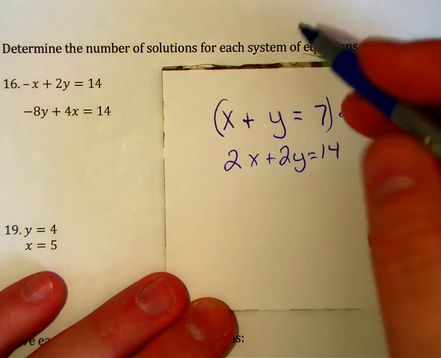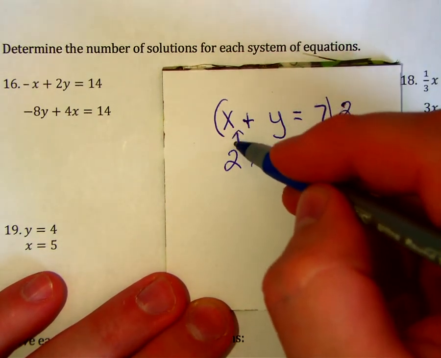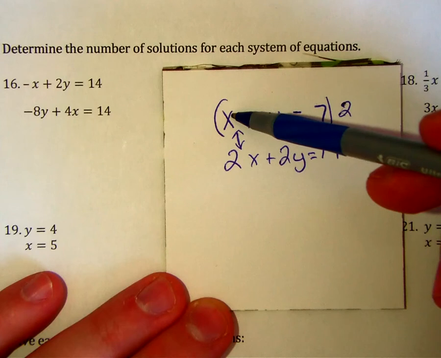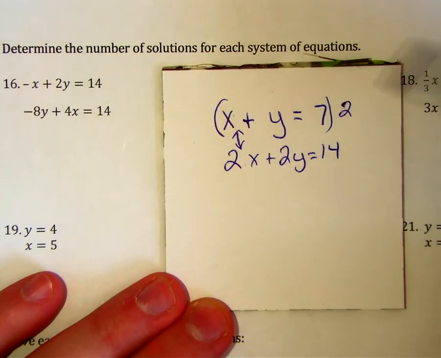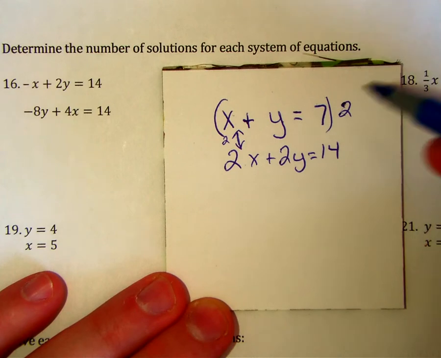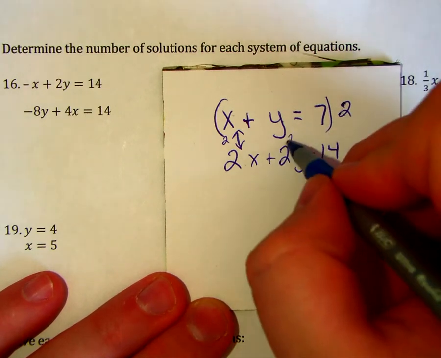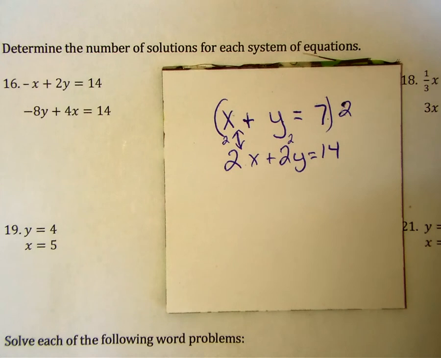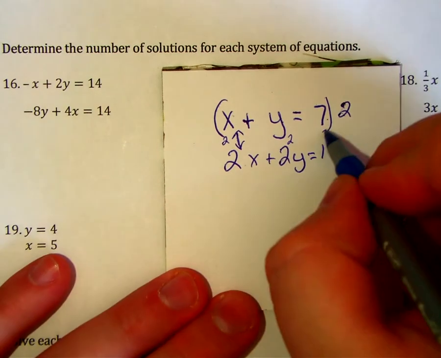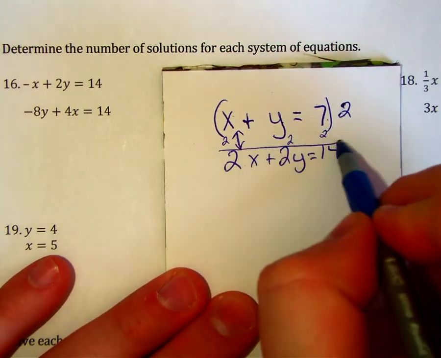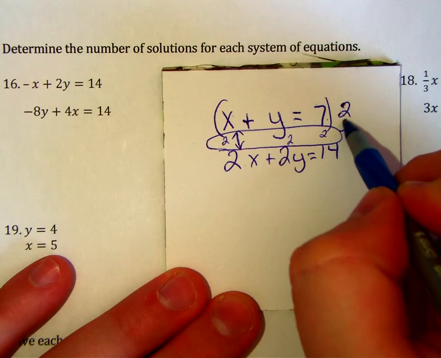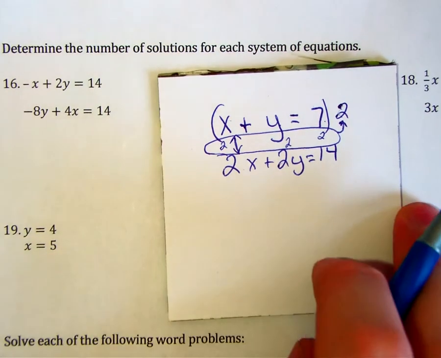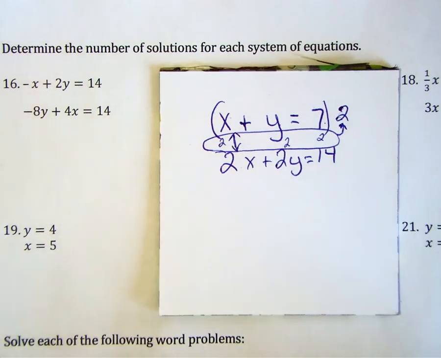And by multiple, I mean we can look at the x's and ask ourselves, what could I multiply x by to get 2x? Well, that would be 2. What could I multiply y by to get 2y? That would also be 2. What could I multiply 7 by to get 14? Again, that would also be 2. So since we're multiplying the equation by the same multiple for each term, we're going to end up with the same equation of the line.